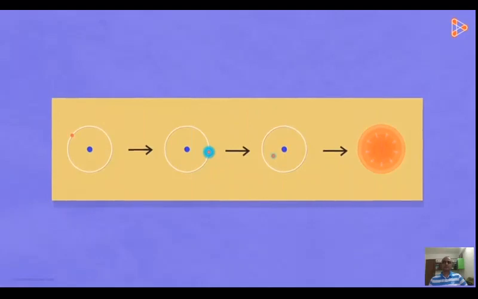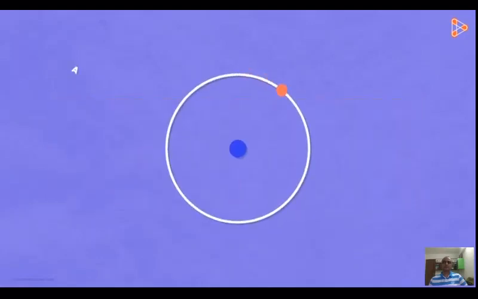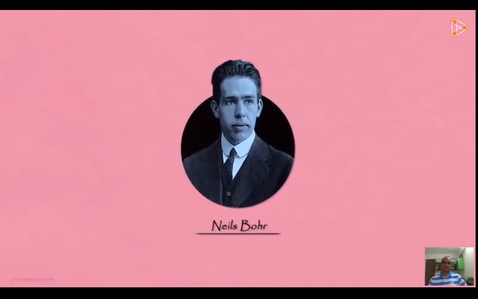But wait a second, all these things do not happen in an atom. And how do we know this? Because in nature, all the atoms are stable. That means the hypothesis put forth by Rutherford was also incorrect? Not really. The hypothesis just needed slight modifications. These were made by the next legendary scientist in our list called Niels Bohr. He made a few additional explanations to describe the atomic structure.